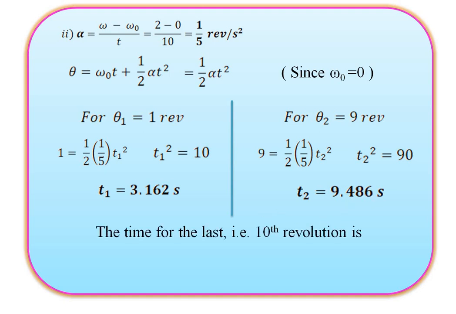The time for the last, that is the 10th revolution, is given by the formula t minus t2, which is 10 minus t2, having the value 9.486. So simple subtraction: we get the final time for the 10th revolution as 0.514 second. So friends, here we saw some examples which are given in the board textbook.